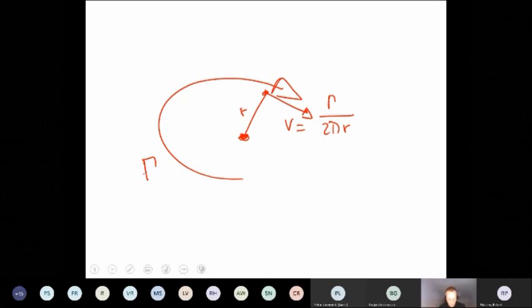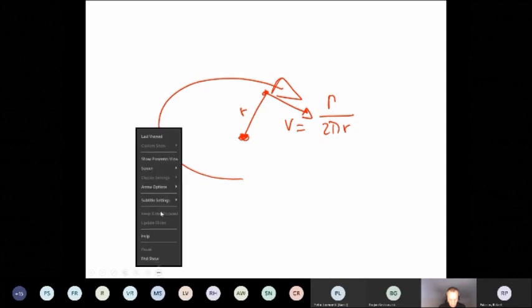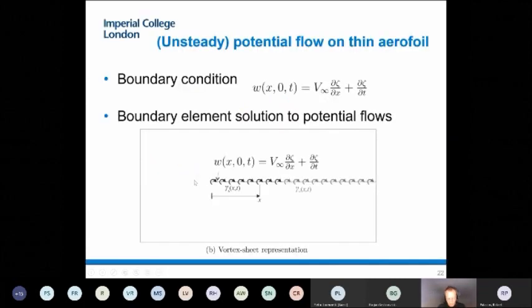So what we do in a potential flow solution is to basically replace the airfoil by a combination of multiple of those that go from the leading edge all the way to infinity downstream. Andy, I saw your hand.